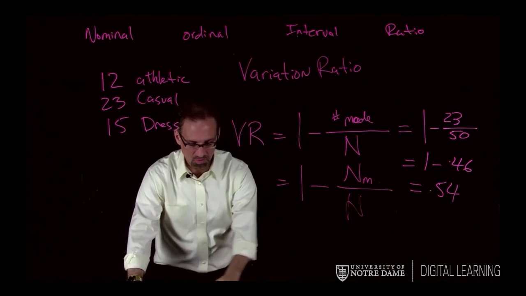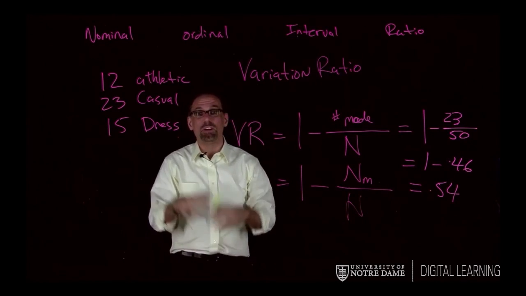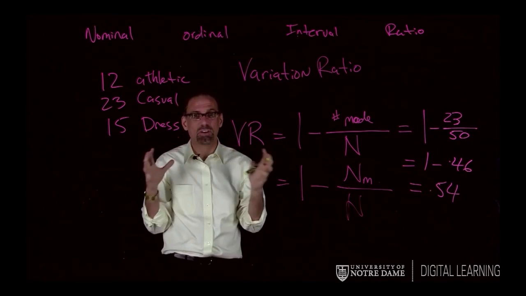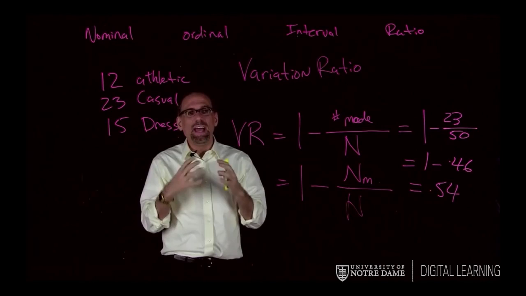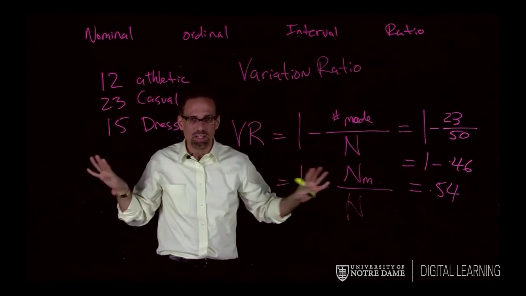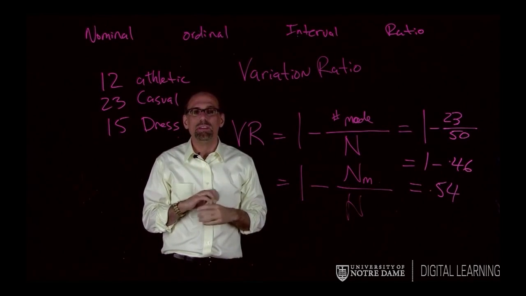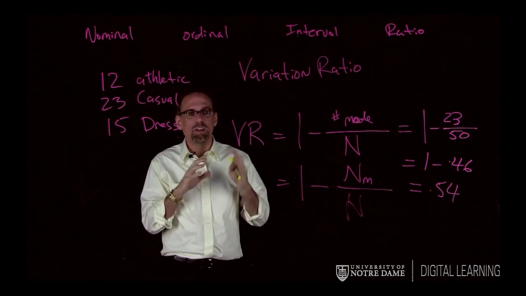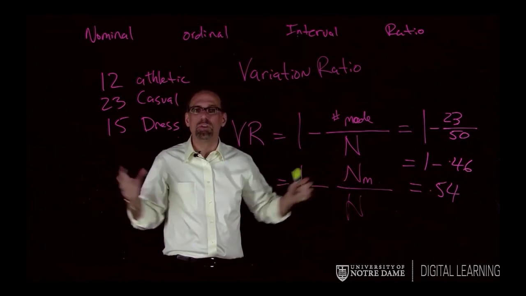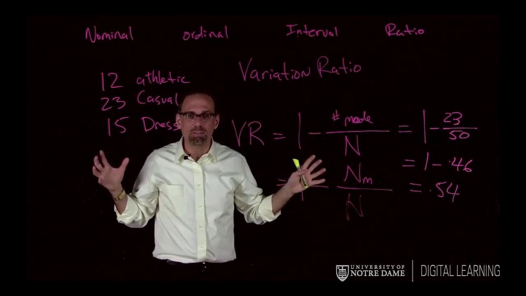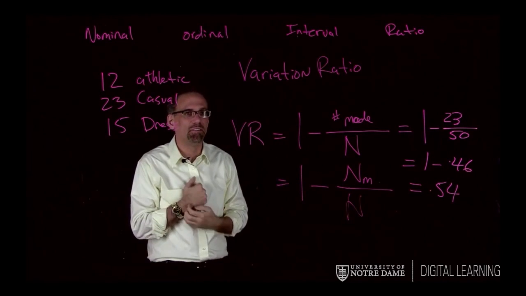It starts to approach 0. That means there's no variation. So the smaller this number is, the less variation there is. As things get less concentrated, as they get more spread out between the different categories, the variation ratio gets closer to 1. And that means there's a lot of dispersion. There's a lot of spread of the data. There's a lot of variation.